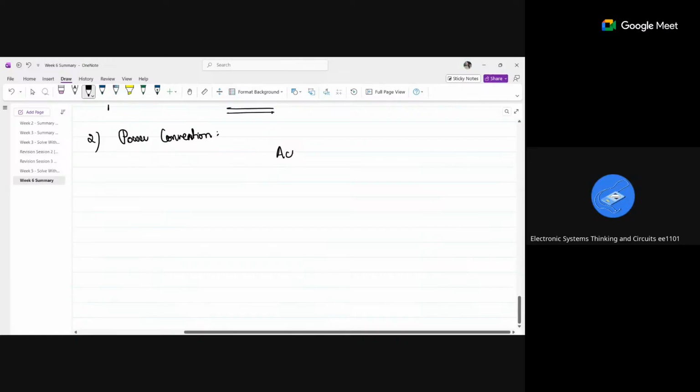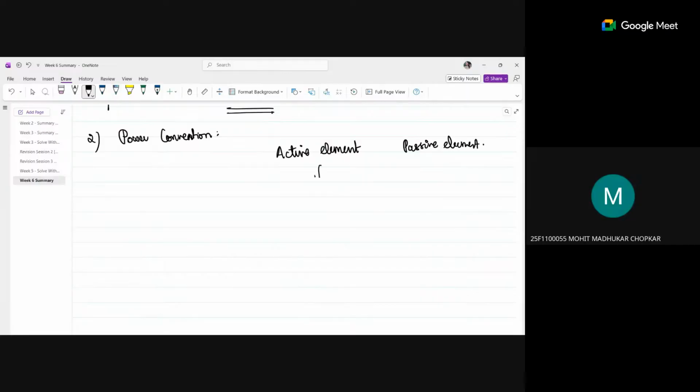And what is an active element and what is a passive element? Passive elements absorb power and active elements deliver power, like a battery. Battery is an active element, and resistors, capacitors and inductors are passive elements. What about a voltage source?